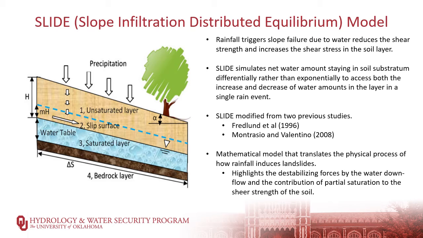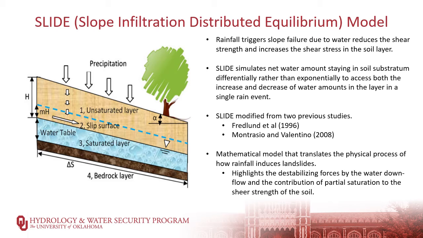So the slide model is actually modified from two previous studies. The first one was Freeland et al. in 1996, and then the second one was Montrasio and Valentino in 2008. And basically it's a mathematical model that translates the physical processes of how rainfall induces landslides. It does this by highlighting the destabilization forces from the downward water flow, and the contribution of the partial saturation to the shear strength of the soil.